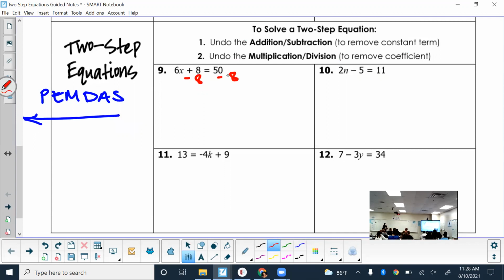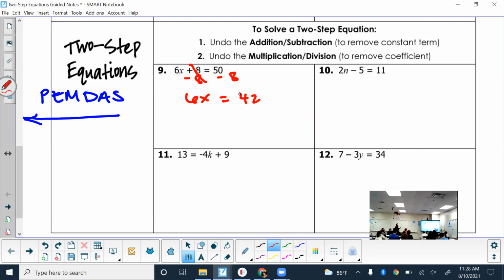So do that over here to cancel it out. Do it on the right side to keep things equal. Whatever you do to one side, you have to do to the other. So on the left side, what do I have? That's the 6x on the left side because the 8's canceled. On the right side, what's 50 minus 8? 42. Now, are we finished? No. Because the x is still with something else, right?